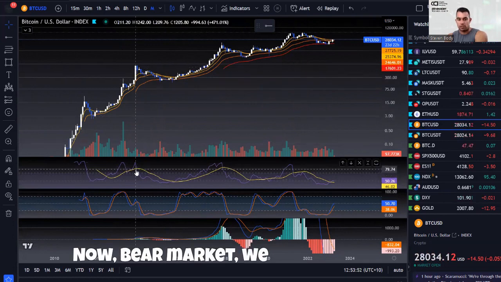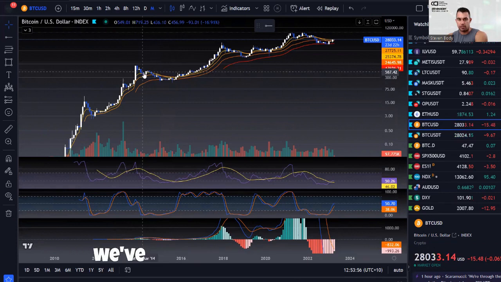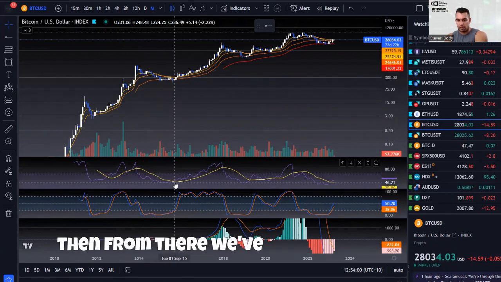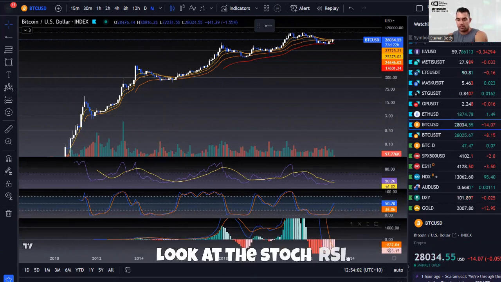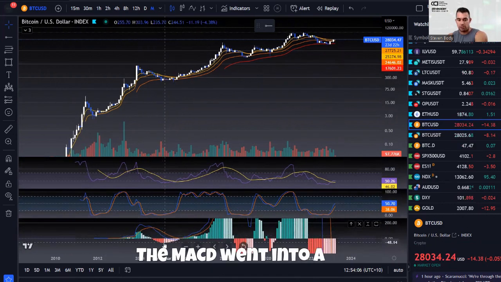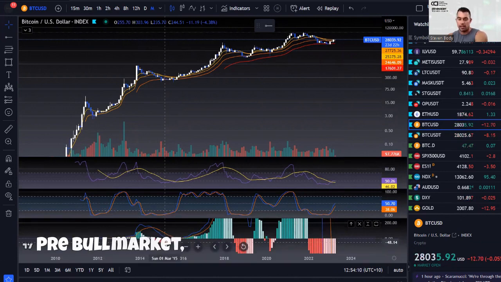Now, bear market, we crossed the moving average here all the way down. Bear market, bear market, bear market. We've crossed the 10, the 21, and the 50. We've used the 50 as support, and then from there, we've crossed the moving average. Look at the stock RSI. It's remained flat the entire time. The MACD went into a sell pattern. The histogram started to bend pre-bull market, right?